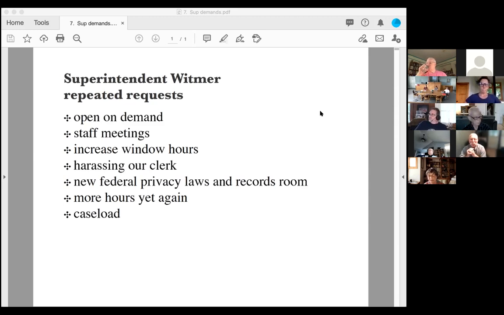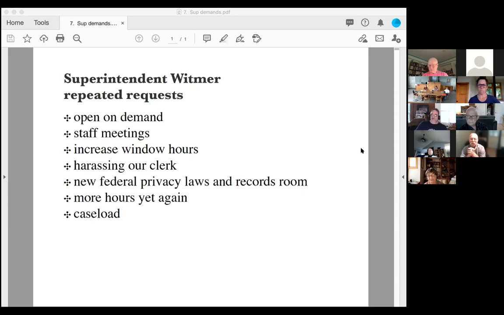He's brought up more hours again and again, and now he's focused on caseload. It's a laser focus, and this is all he's interested in right now: caseload. So there is an unending push from the superintendent to gain control of the court, to dictate our hours. And we have taken an oath. We are a separate branch of the government. We remain separate, and it's the duty of the judges to stand up and decline these illegal requests.